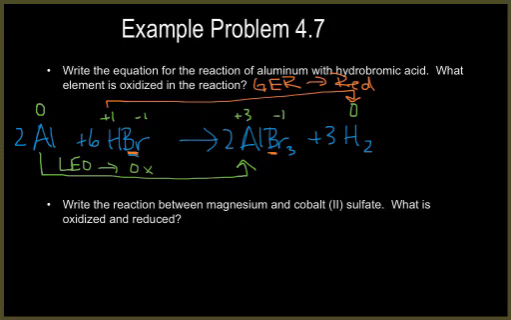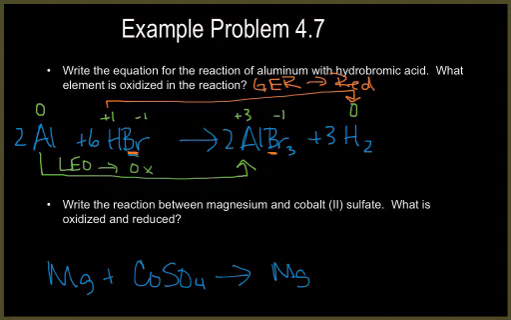Okay, so let's do one more example at the bottom. You need to see another one. This one we have magnesium and cobalt 2 sulfate, so CoSO4. Again, simple single replacement reaction. So we get magnesium sulfate and cobalt by itself. Okay, so we're going to start by assigning oxidation numbers to everything.